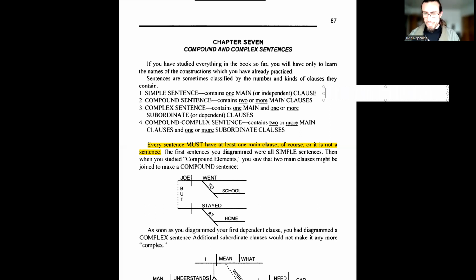Anyway, number 3, a complex sentence. A complex sentence contains one main clause and one or more subordinate clauses. Remember, subordinate means dependent clauses. So think to yourself, what are the dependent clauses? We have adverb clauses, adjective clauses, noun clauses. All you need is a sentence that has an independent clause and one of those dependent clauses. For instance, let's just keep the same example. Rex barks, right? Well, let's do an adjective clause first, since that was one of the first ones we learned.